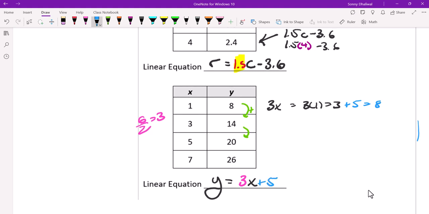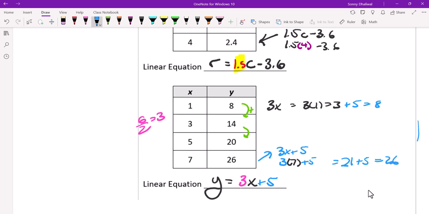Plus 5 here. So now if we go back to question 7, is what we did last time. 3x plus 5, right? We go 3 times 7 this time, plus 5. So you get 21 plus 5, which is 26. And it worked. All right?